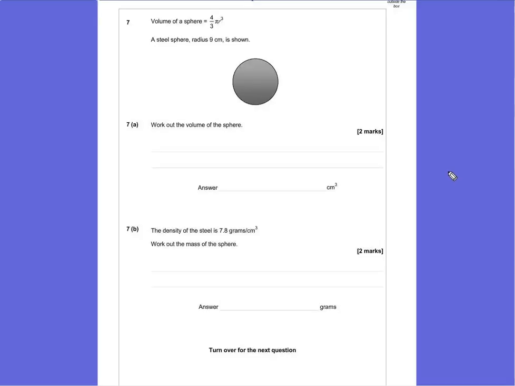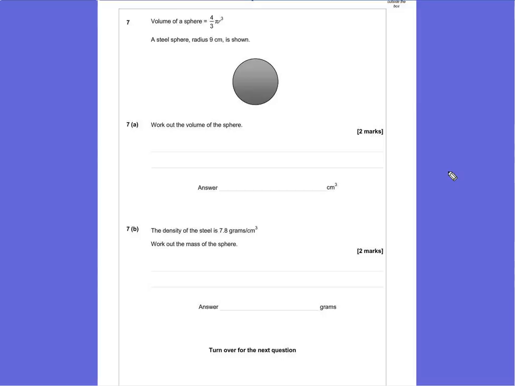Question 7. Volume of a sphere is equal to 4 over 3 multiplied by pi multiplied by r cubed. It's quite nice that they give you the formula in the question. It saves you having to remember things like this, but it's always a good idea to try and make sure that you know these off by heart beforehand, just in case.